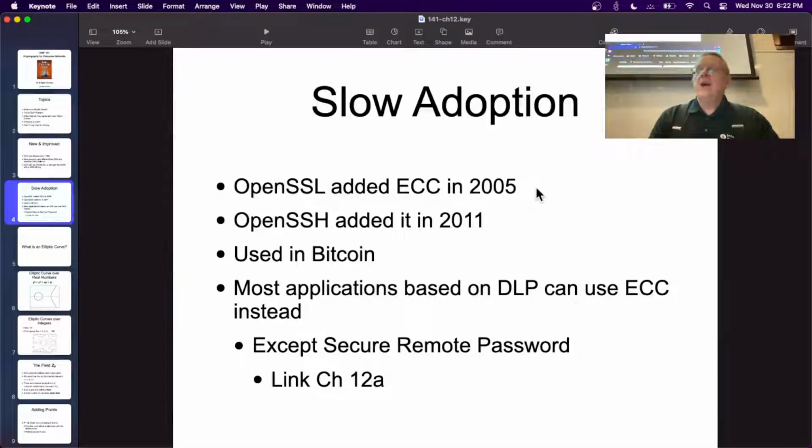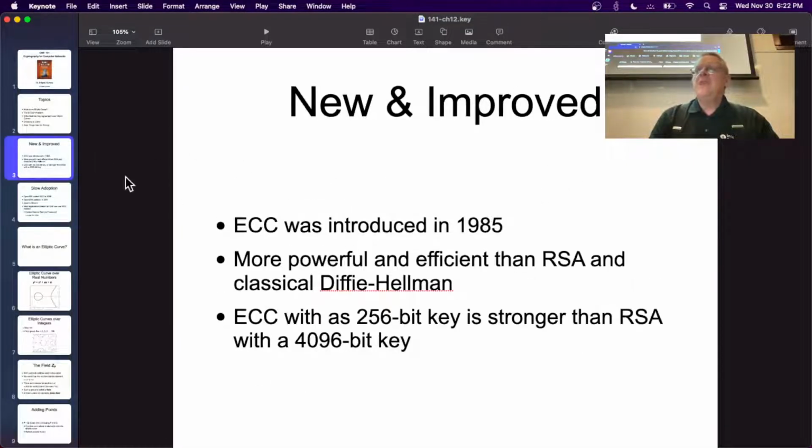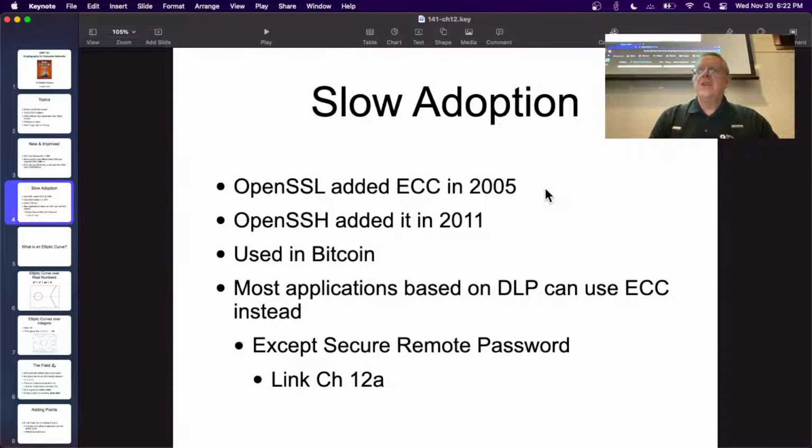So it was slow to adopt, though. It came out in 85, but nobody used it until 20 years later. And then it became more popular after that. It's also used in Bitcoin. Bitcoin has public key cryptography in it, using elliptic curves. And most everything based on the discrete logarithm problem can use the elliptic curve instead. Except for some reason, secure remote password, whatever that is, doesn't use elliptic curve cryptography.